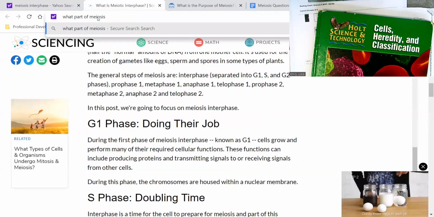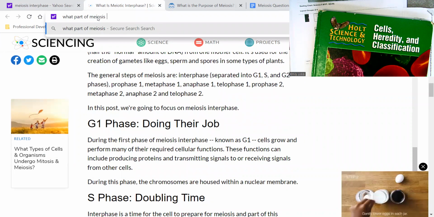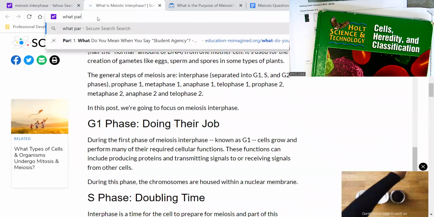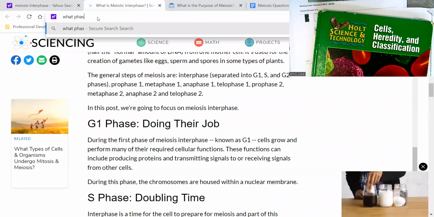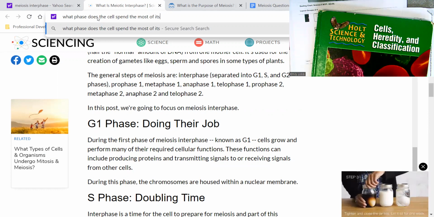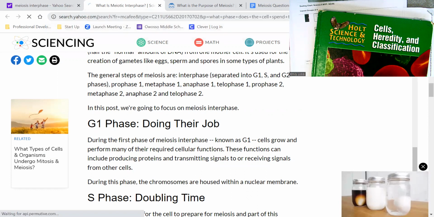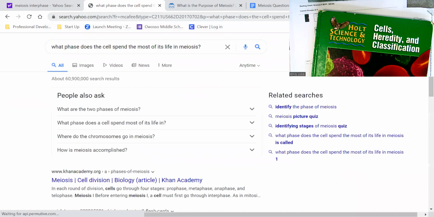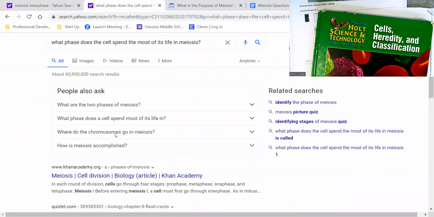What phase do the cells spend most of their life in? What happens during this phase? Okay, so what phase does the cell spend the most time in? Question mark. What happens during that phase? Question mark. Is that really needed, Mr. Bailey? Yes. Thank you.